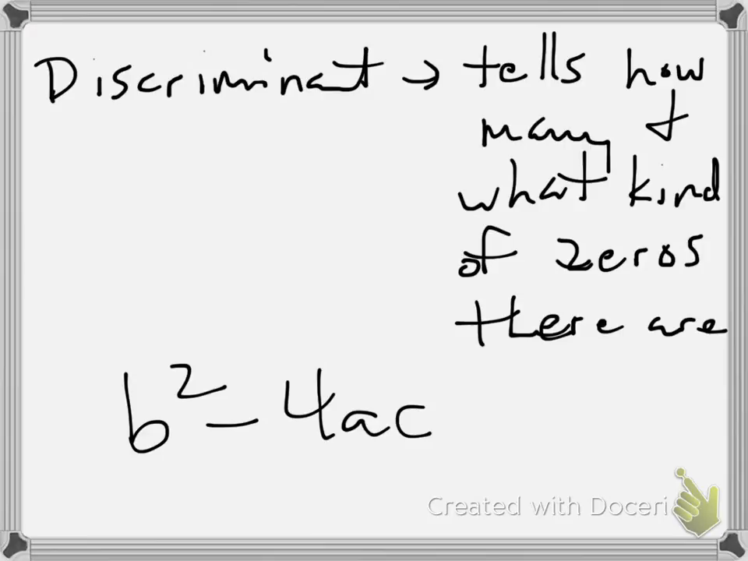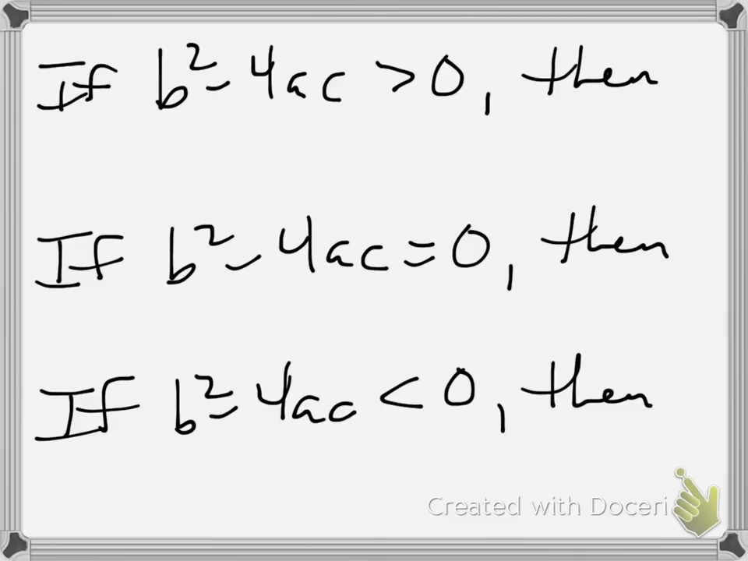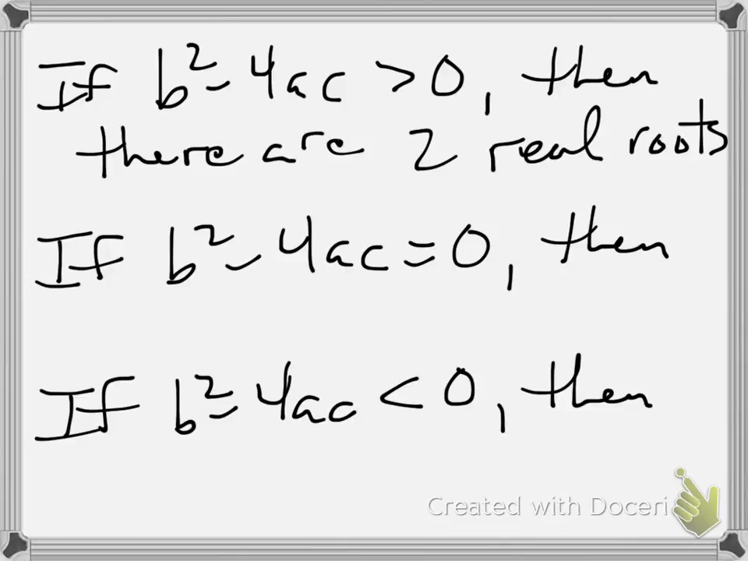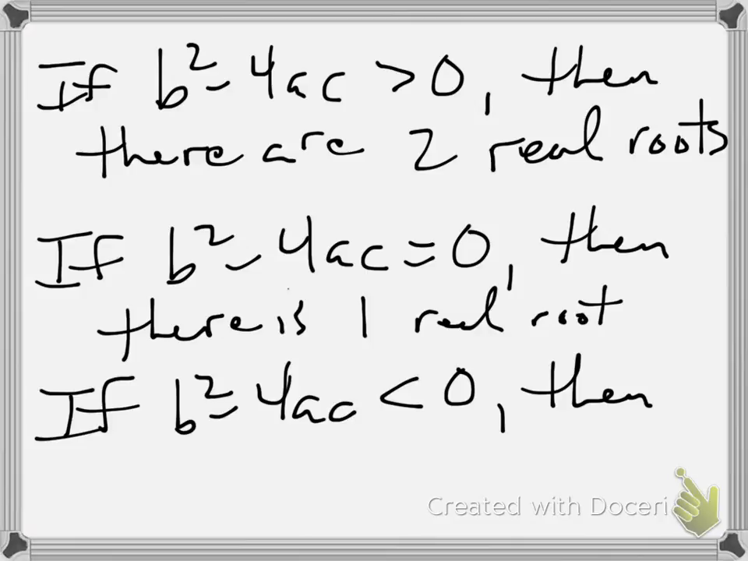Discriminant. The discriminant tells how many and what kind of zeros there are. The formula for discriminant is b squared minus 4ac. So in other words, it's what's underneath the square root sign in the quadratic formula. If b squared minus 4ac is greater than 0, then what that means is there are two real number roots, or zeros. Roots and zeros means the same thing. If b squared minus 4ac equals 0, then there is one real root, only one, because you get the square root of 0, which goes away. So then you'd only have a 1 fraction, and that would be the one real root.